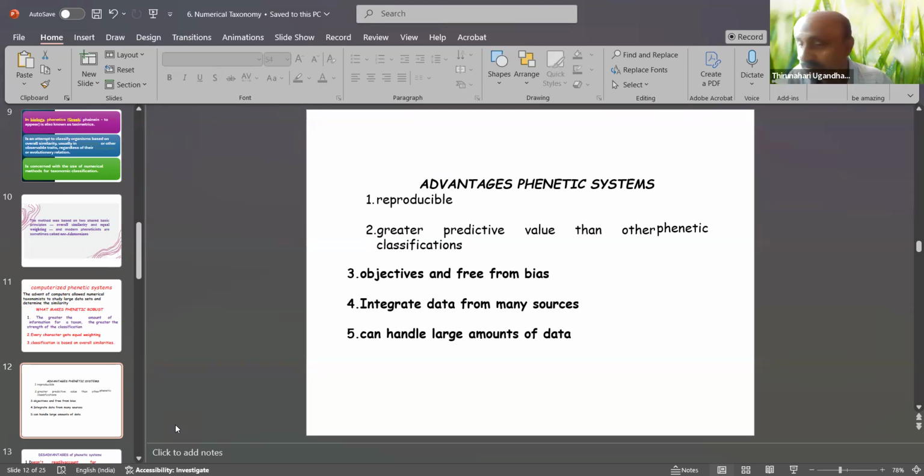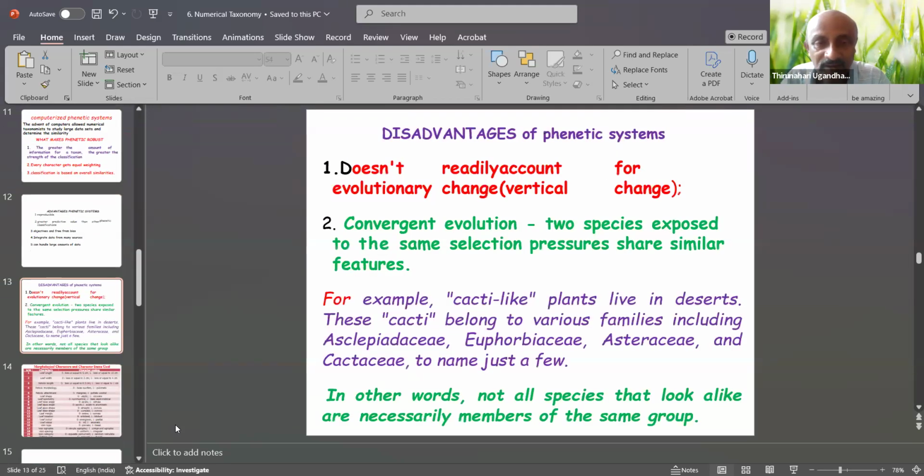Large amount of data. Data means, for example, the characters of the flowers. Then it is also called the classification system, which is important for the similarities. But the disadvantage of the phenetic system is that it does not readily account for evolutionary change.